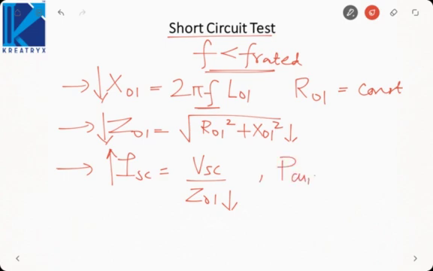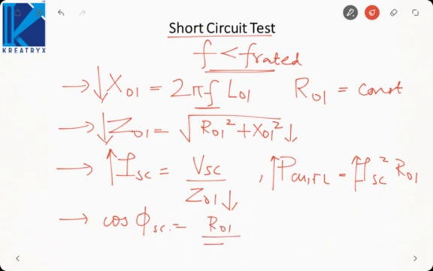Then full load copper losses would be ISC square into R01. Since ISC is increasing, full load copper losses are also increasing. So by reducing the frequency at a fixed voltage, we can increase the full load copper loss. Then short circuit power factor would be R01 by Z01. Since R01 is constant and Z01 is decreasing, full load power factor or the short circuit power factor increases. Okay. That is the effect of reducing the frequency for the short circuit test.